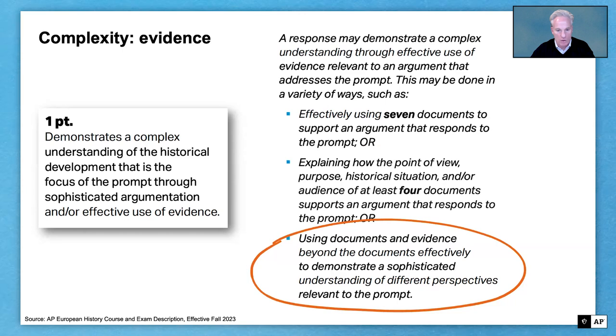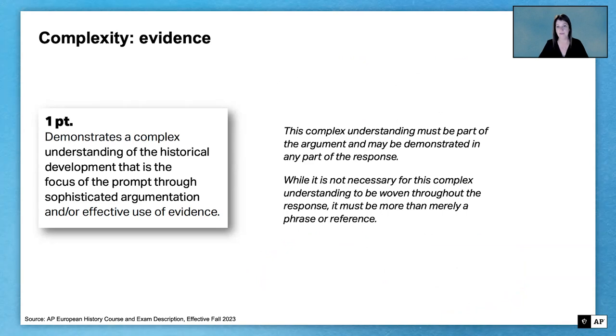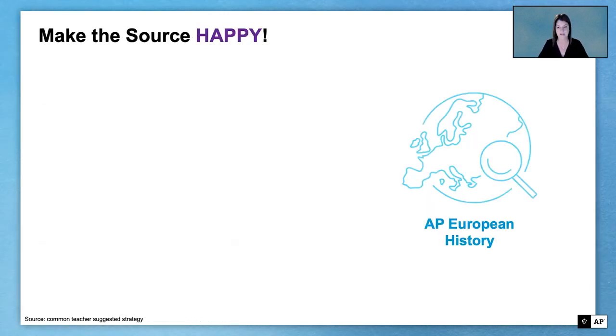And so this gives you a lot of creativity and other ways that you can go at that argument, and you can bring in additional outside evidence if you want to really form the argument and to bolster that sophisticated argument that you might want to make as a point to complexity. Yeah, lots of paths to complexity this year. Remembering that this complexity needs to be a part of the argument. It doesn't have to be woven throughout the entire essay, but it has to be more than just a phrase or a reference.